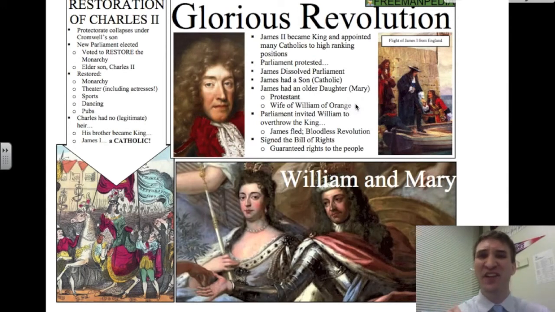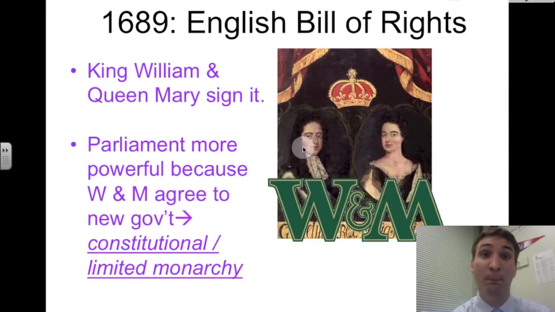And Parliament did something very tricky. They invited William to overthrow the King of England, William, who is the husband of Mary. And James has to flee from England, fearing for his life, and therefore there is a bloodless revolution, aka the Glorious Revolution, because it's peaceful. And William and Mary take power in England, and they agree to share their power. Here's Mary, here's William, and they're sharing power with Parliament. And they agree to sign the English Bill of Rights, which guarantees rights to the English people.